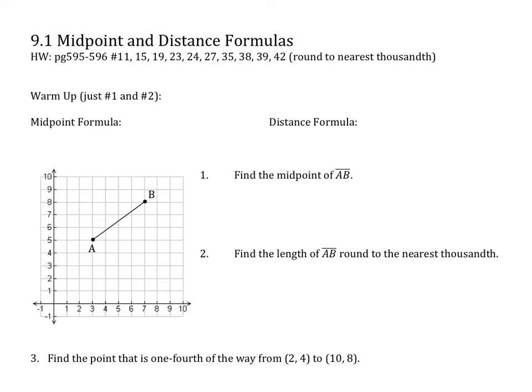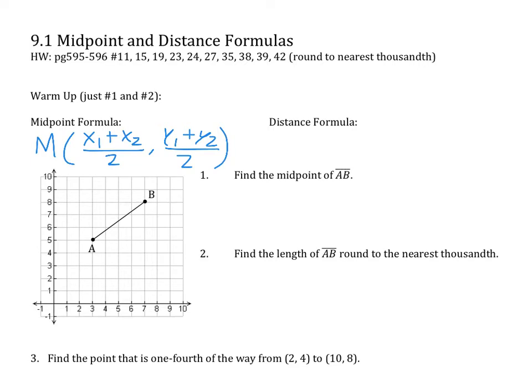Alright, we're starting chapter 9. 9.1 is the midpoint and distance formulas. Starting with the midpoint formula. The midpoint we're going to call M. And so it's a set of coordinates, and the way you get it, you add the two x coordinates together and divide by 2. Then you add the two y coordinates together and divide by 2. So that's the coordinates of the midpoint.